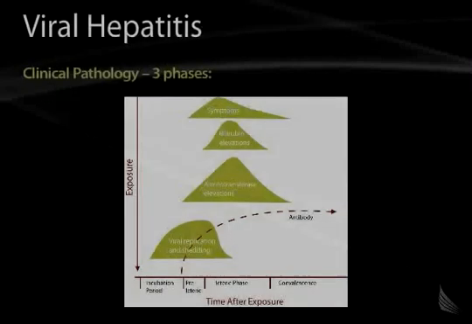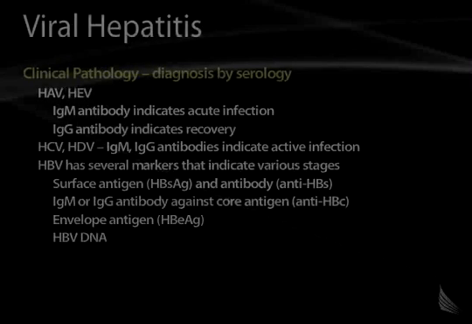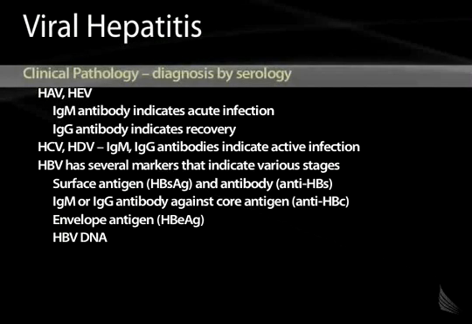Here's a slide that shows the time course of viral hepatitis. Notice that on the left you have the incubation period, which is usually the asymptomatic period. Then you have the onset of symptoms, and then you notice the increase in the bilirubin, which is the jaundice phase. Notice also that viral hepatitis is usually characterized by serologies.